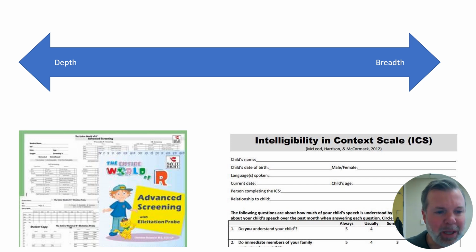We can do an assessment like the Wonderful World of R, or the Entire World of R, which does a very in-depth, detailed screening of that sound. Or we could look more broadly at something like the Intelligibility in Context Scale. I'm going to talk about this a few times. Freely available material that I really like and I highly suggest you check out, right? So how are you using those sounds in context? Can other people understand what you're saying? Your immediate family members, other kids, can you communicate clearly? Really looking at that more breadth of the use of that skill.